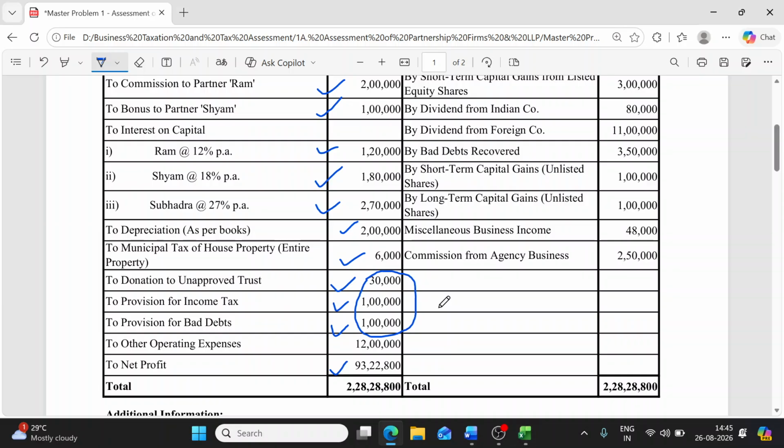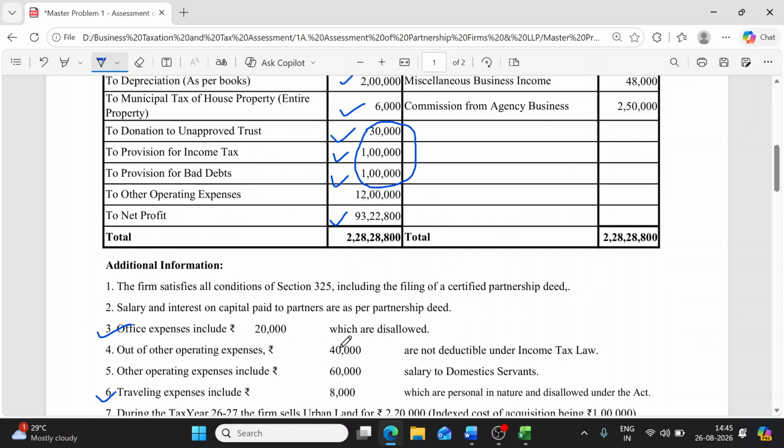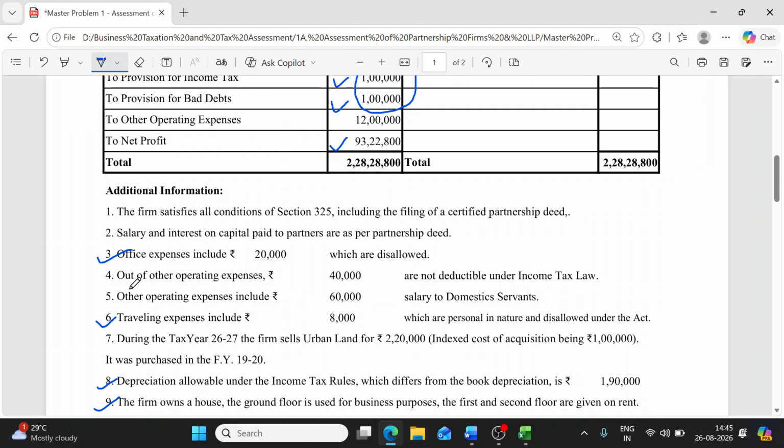Okay. Now the next item in the problem is other operating expenses, and the figure is 12 lakhs. I think there are two adjustments, adjustment number 4 and adjustment number 5. These two are related to these 12 lakhs. According to adjustment number 4, out of other operating expenses, 40,000 is not deductible under the income tax law. It means the provisions of the act have disallowed this portion, that is rupees 40,000. And 5 says it includes 60,000 as a salary paid to a domestic servant.